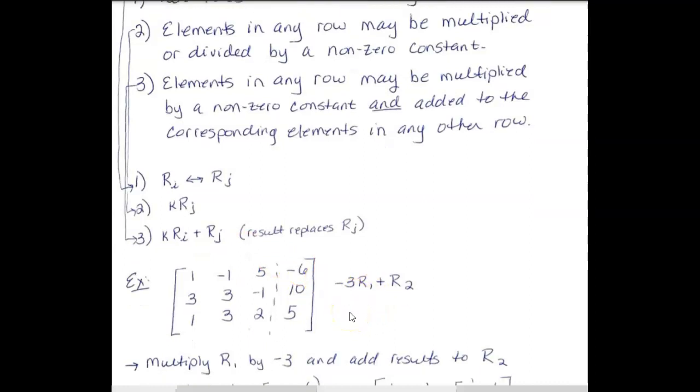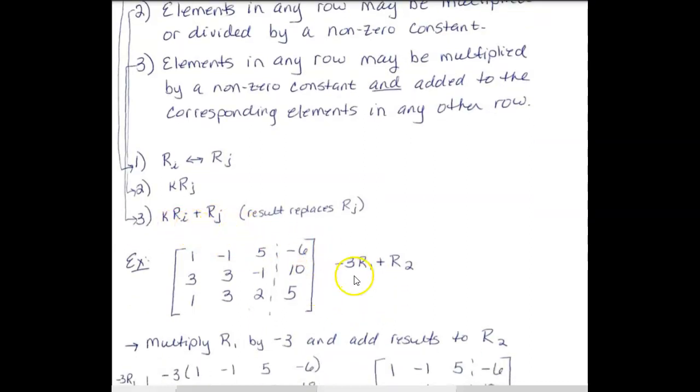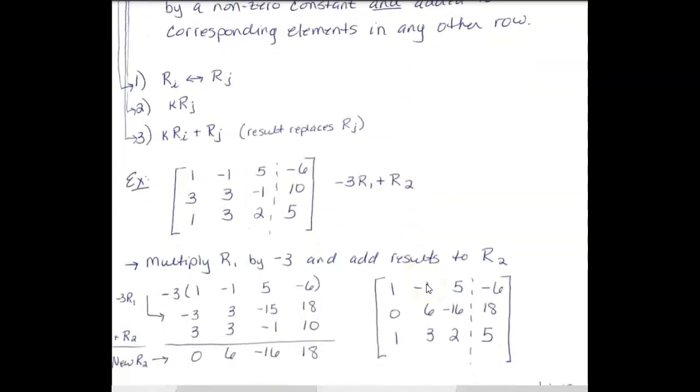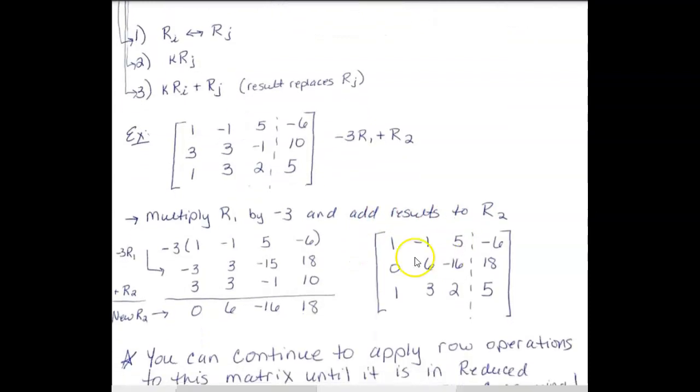All right, so here they're asking us to do exactly this third thing. So it's giving us this augmented matrix, and it says perform this row operation and write the new matrix. So they're telling us to take -3 times the entries in row 1, add those results to the entries in row 2, and then write down what we would get. All right, so the translation of this is multiply row 1 by -3 and add the results to row number 2.